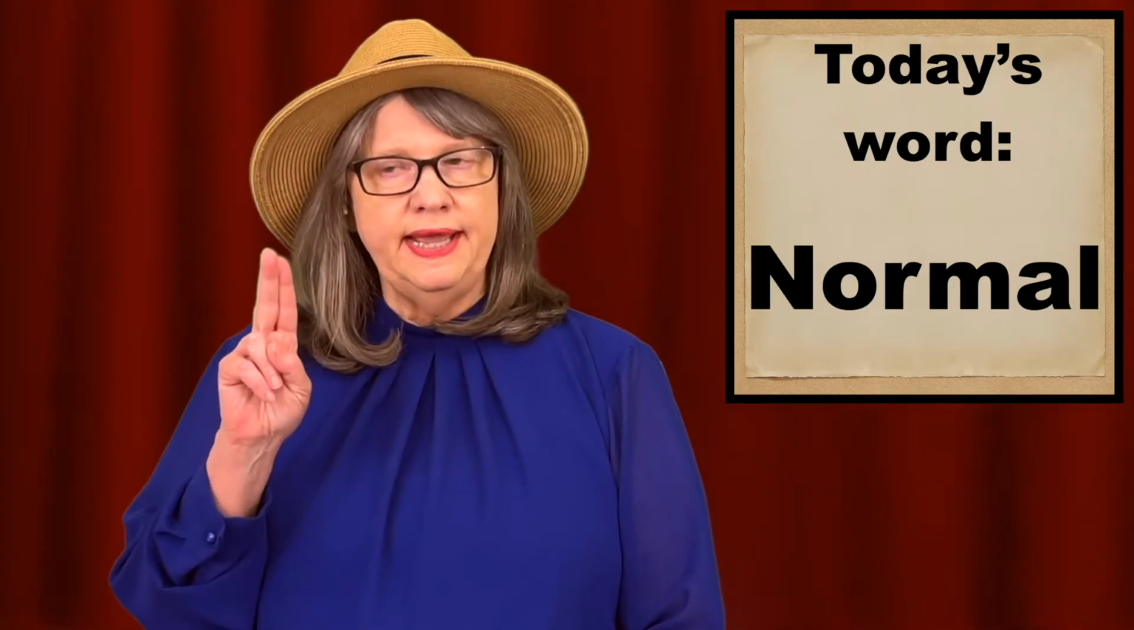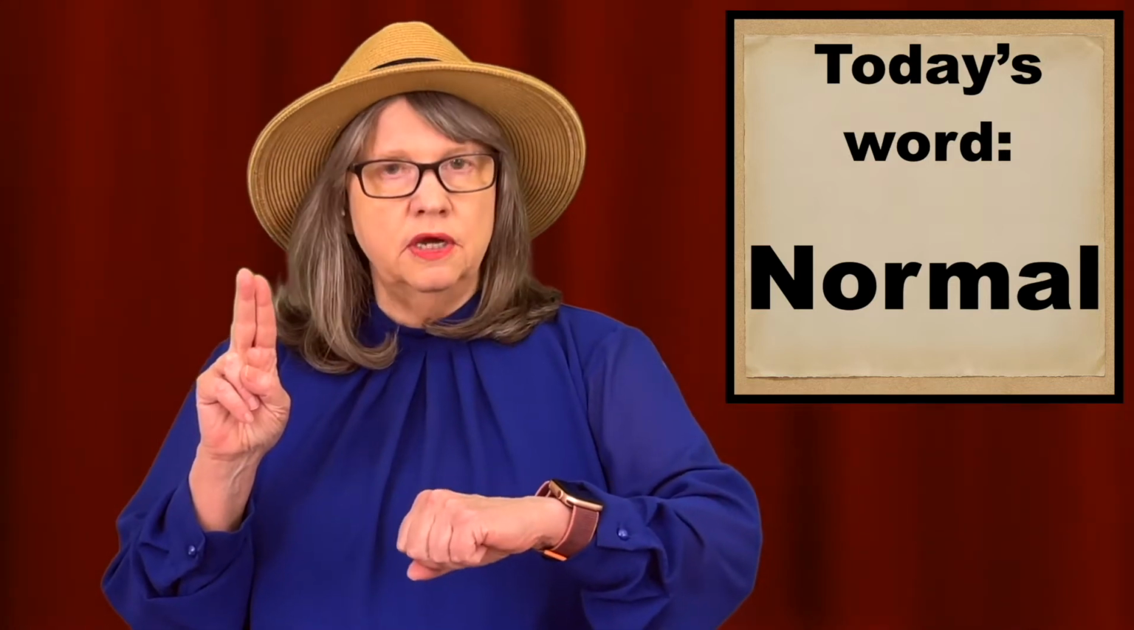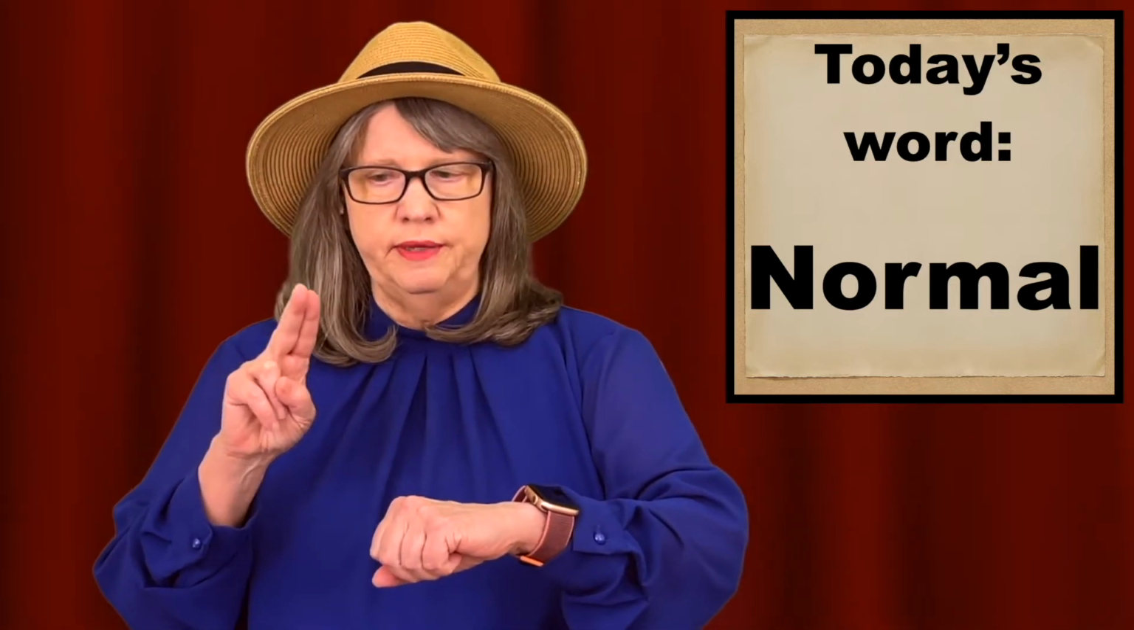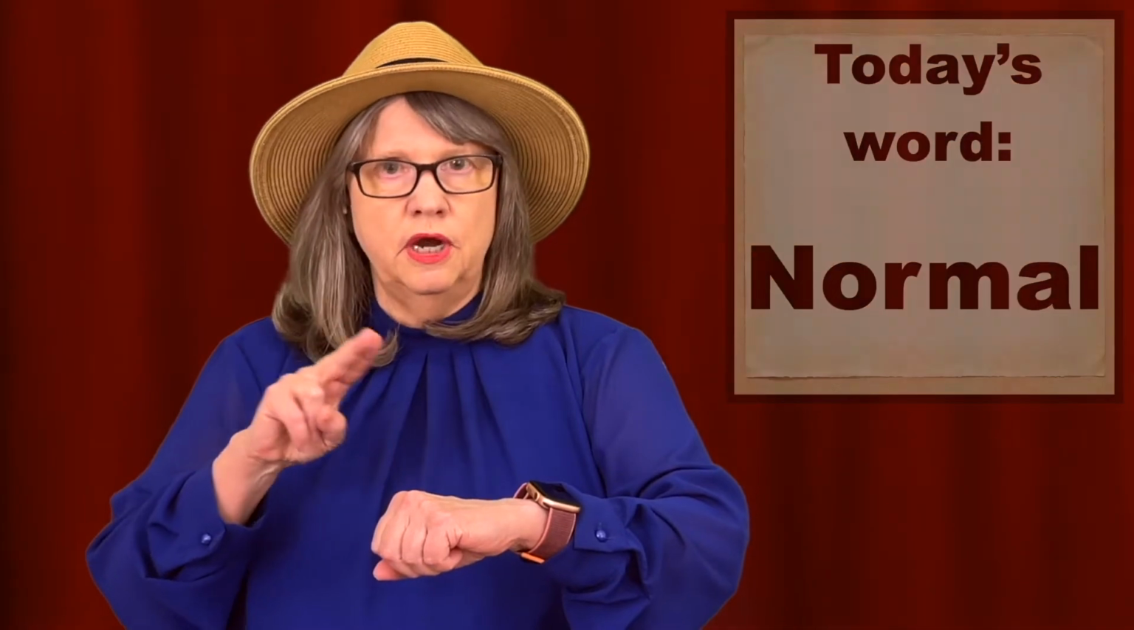The dominant hand is in the U hand shape. The non-dominant hand is in the S hand shape. The dominant U makes a circle above the back of the non-dominant hand and lands on the back of it. Normal. Normal.